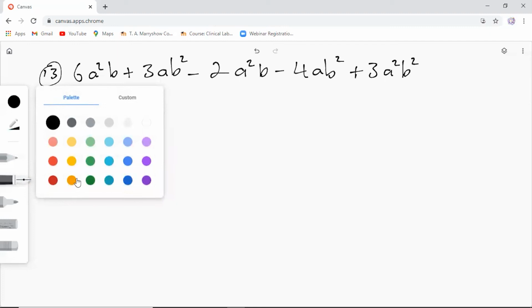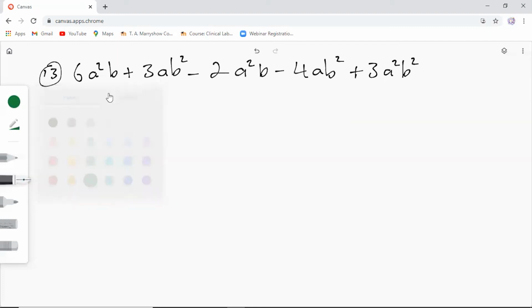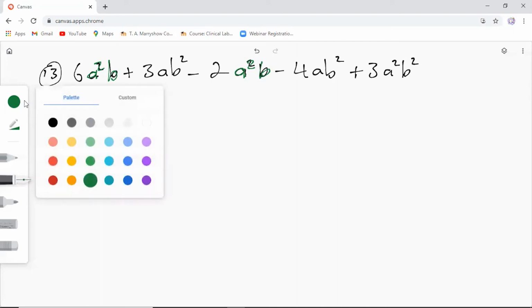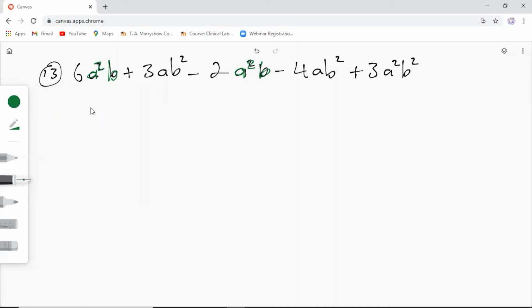So we have to group our like terms. Let us identify our like terms. We have a squared b. Do we have another a squared b? We have another a squared b here, and we do not have any more a squared b's. So we could group 6a squared b and minus 2a squared b. That's a like term there.